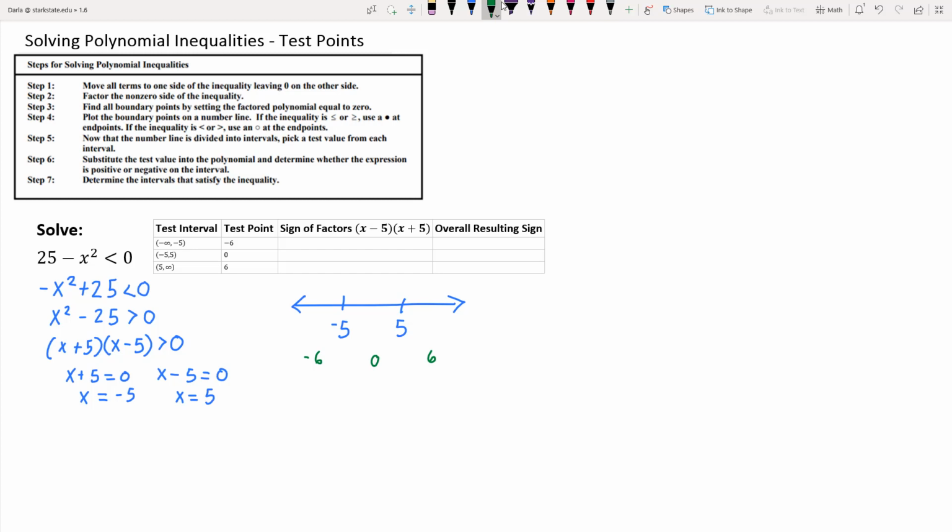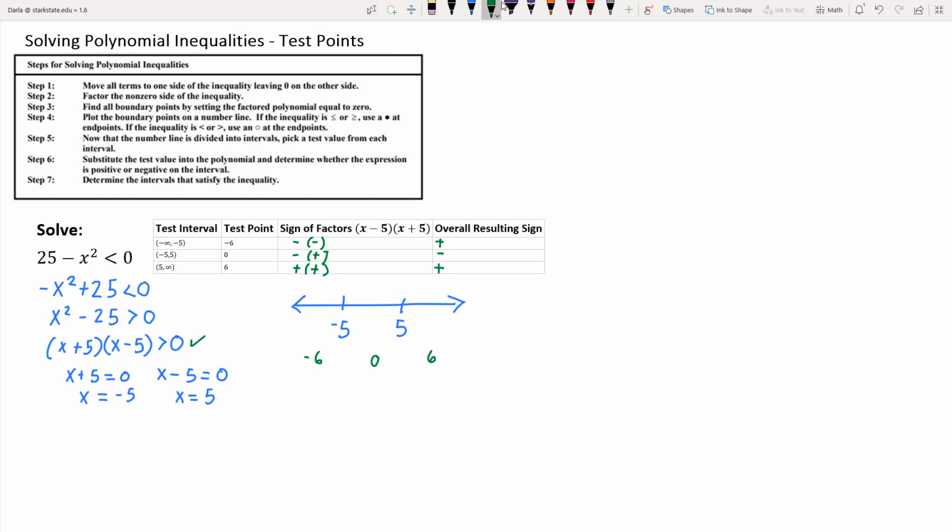When you plug in negative 6 for the x minus 5 factor, you're going to get a negative. If you plug in negative 6 for the x plus 5, you'll get negative 6 plus 5, which is also a negative. And so that's a negative times a negative, which means your sign is overall positive. If you plug in 0 as your test point, 0 minus 5 is negative. 0 plus 5 is positive. Multiply those two signs together, and you'll be negative overall. And then last but not least, do the test point of 6. Plug it in. 6 minus 5 is a positive 1, and 6 plus 5 is a positive 11. So positive times a positive is overall positive.